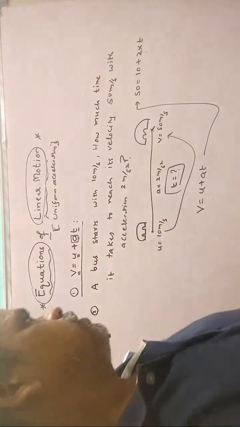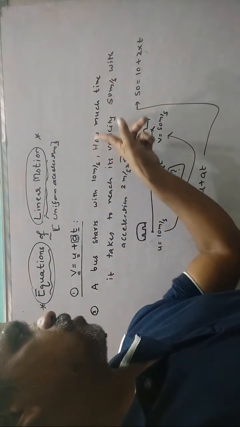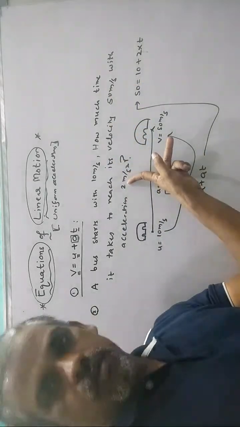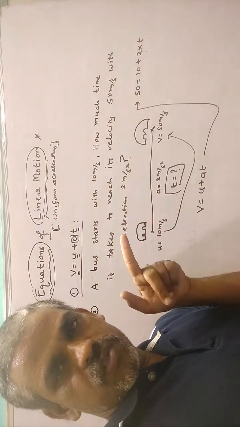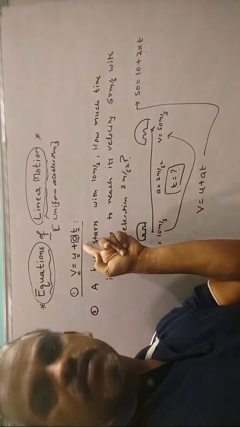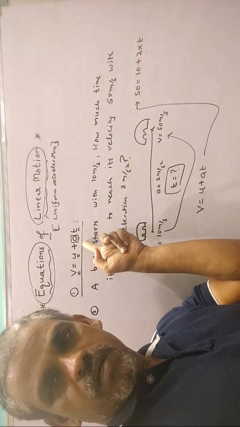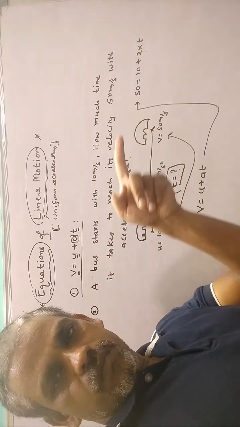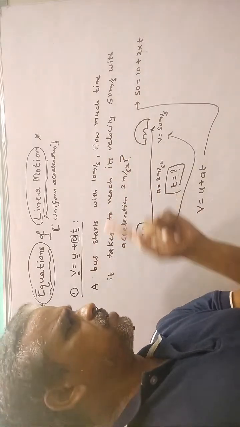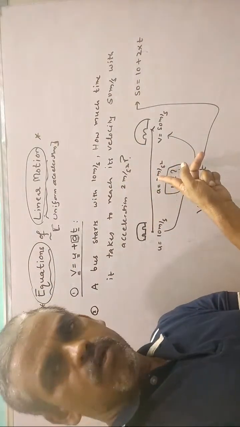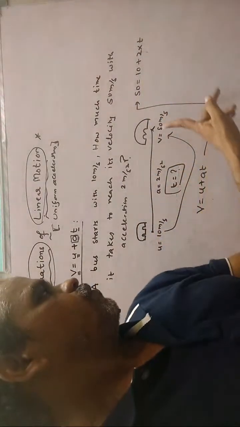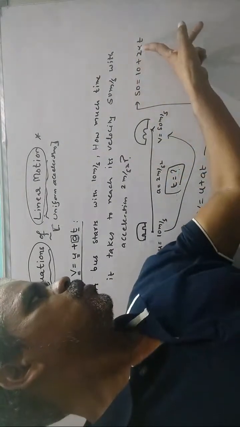First we check it. The bus starts with 10 meter per second. How much time does it take to reach its velocity 50 meter per second with acceleration? So the bus is moving with uniform acceleration. The bus is moving in one direction only. That means linear motion, so we can apply this equation. Where we apply the equation, the body should have uniform, fixed, constant acceleration throughout the journey. It is going with 2 meter per second square only. A is a constant value. Now u equal to 10, v equal to 50, a equal to 2, into t.